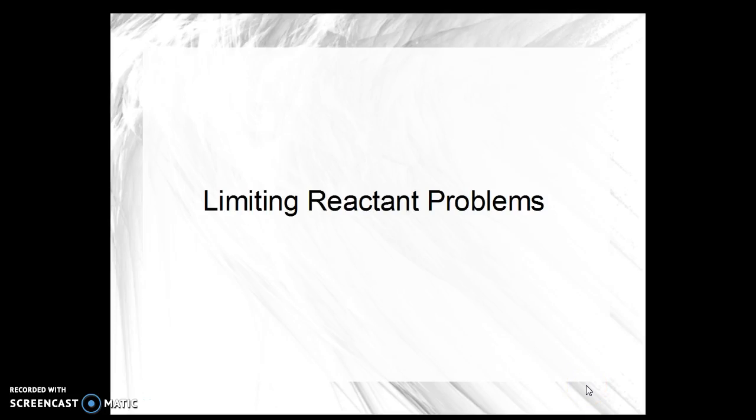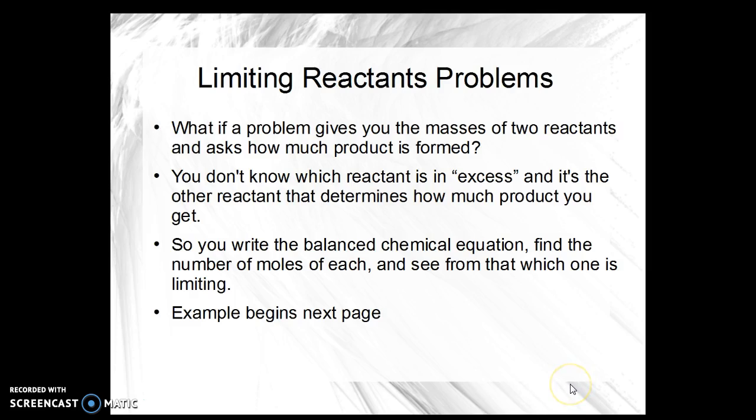This is a brief look at what we call limiting reaction problems. These are problems that are frequently seen on tests and really do give a real-life look at what you might see in a lab. Because sometimes problems give you the masses of two reactants and ask how much product is formed from these two reactants. But you don't know which reactant is controlling the amount of product that's going to be formed. In other words, which reactant is in excess.